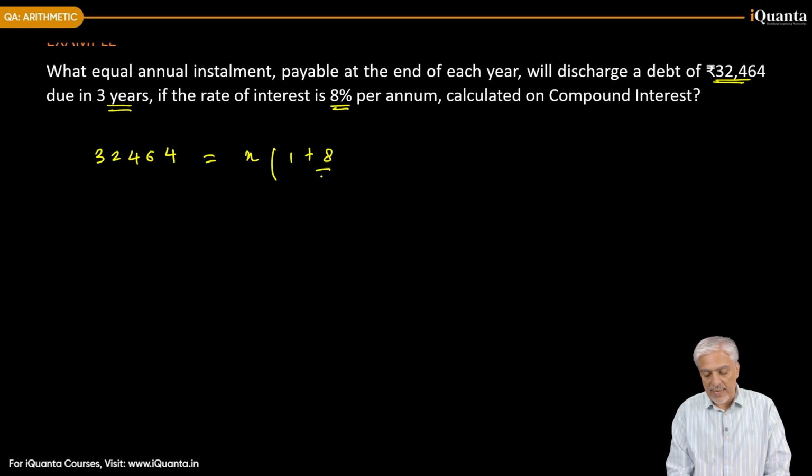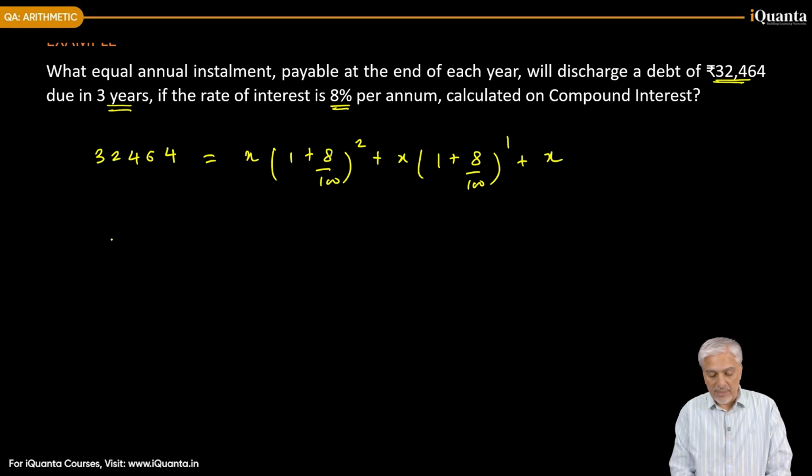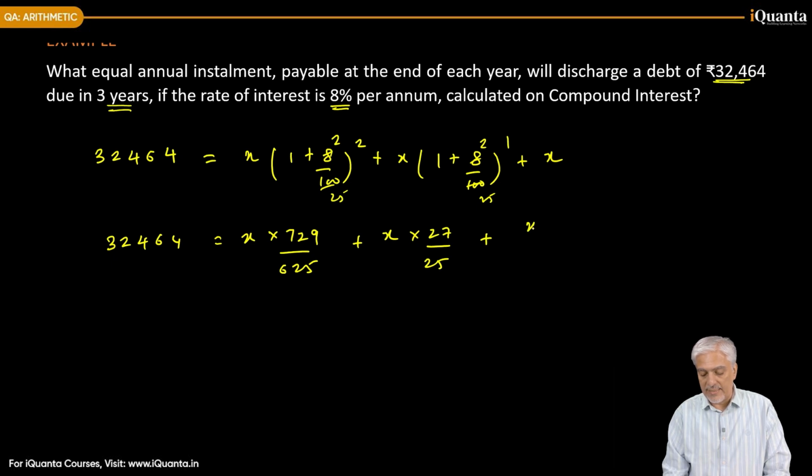So I'll get (1 plus 8 upon 100) raised to 2 plus x into (1 plus 8 upon 100) raised to 1 plus the x. Now only the calculations have to be done carefully. 32464. 4 2s are 4, 25s are 4. So this will become 27 upon 25. 27 square should be 729. So 729 upon 625 plus x into 27 upon 25 plus x.